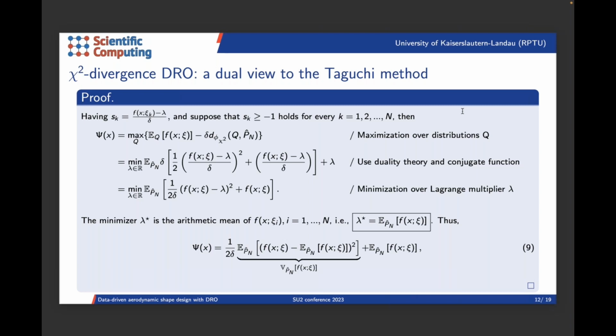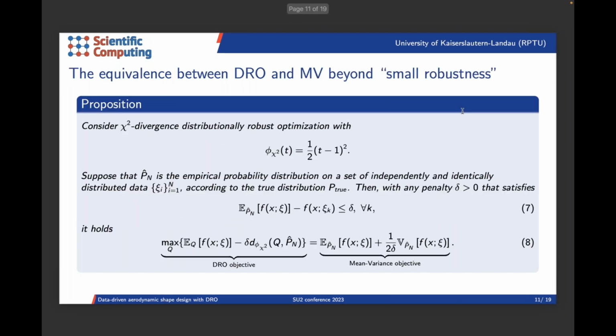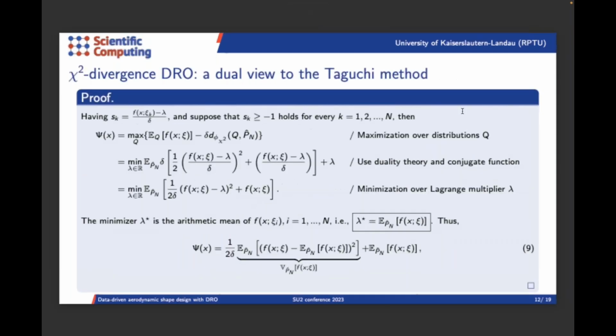It implies that the DRO objective using chi-square divergence is essentially a dual formulation of the mean variance objective, or we could say that the chi-square divergence is the dual view to the Taguchi method. To complete the comparison, we also found differences between these two approaches, which happen if we choose an even larger range of robustness, larger in the sense that this condition is violated.